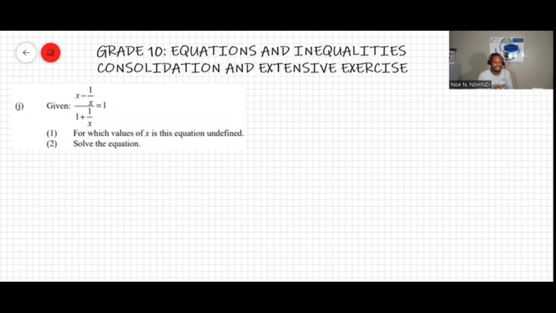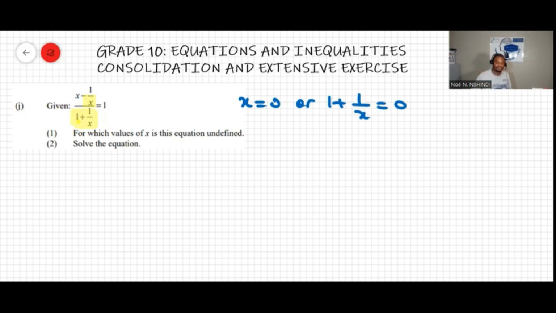We have another question here that says, given this expression equal to 1, for which values of x is this expression undefined. Well, the expression will be undefined if the denominator here is 0. Understand that it's a fraction of another fraction. This whole fraction is also a denominator. So the possibilities here are that x is equal to 0 or 1 plus 1 over x equals 0.